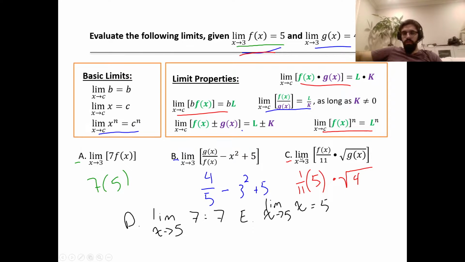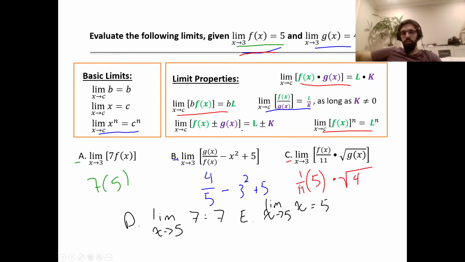Example C, limit as x approaches 3 of f of x divided by 11 times the square root of g of x. So this rule right here, f of x divided by 11, is really the same as our multiplying principle. Because if you recall, dividing by 11 is conceptually the same thing as multiplying by 1 over 11. So this rule still applies to this problem, even though it looks like a fraction in division.